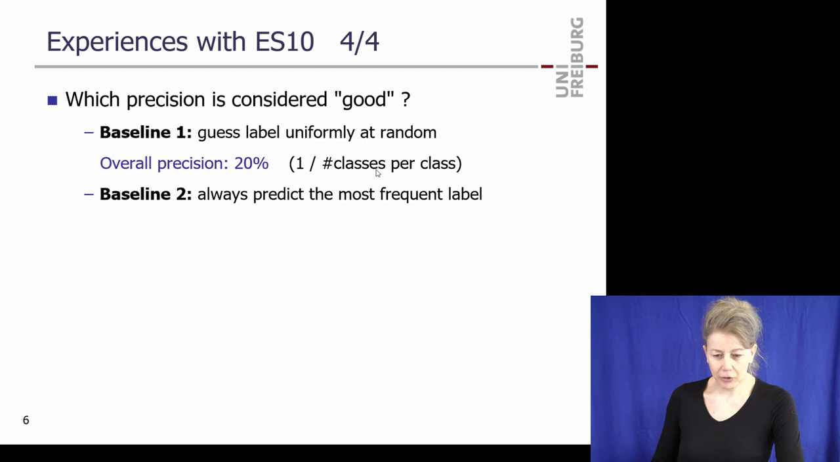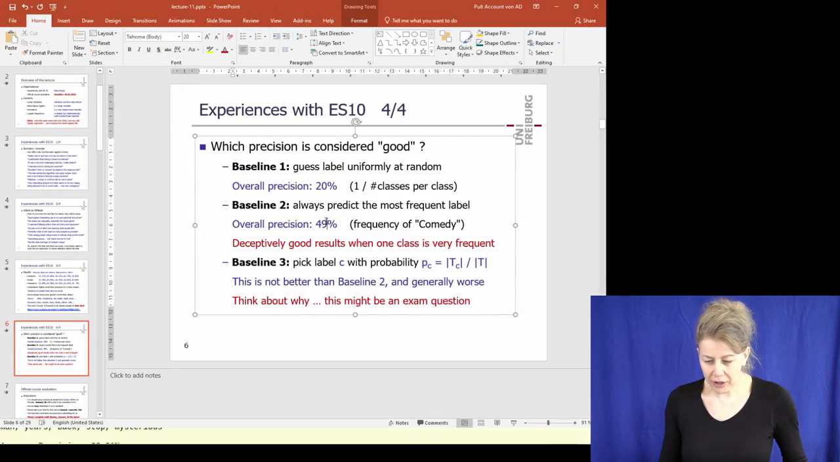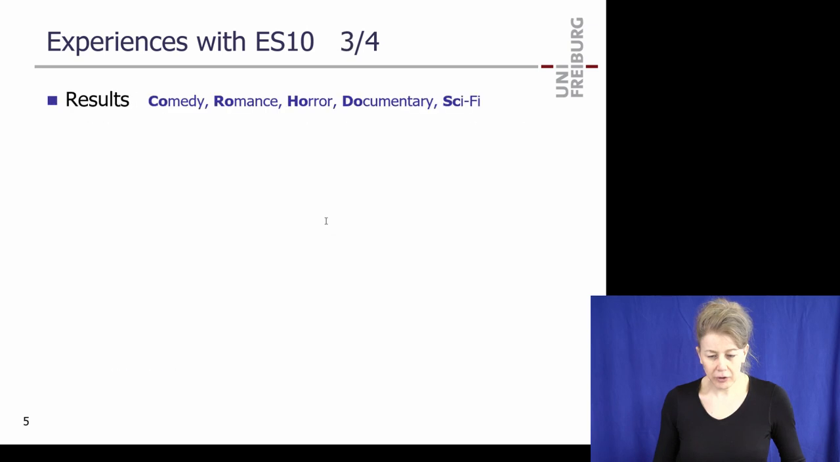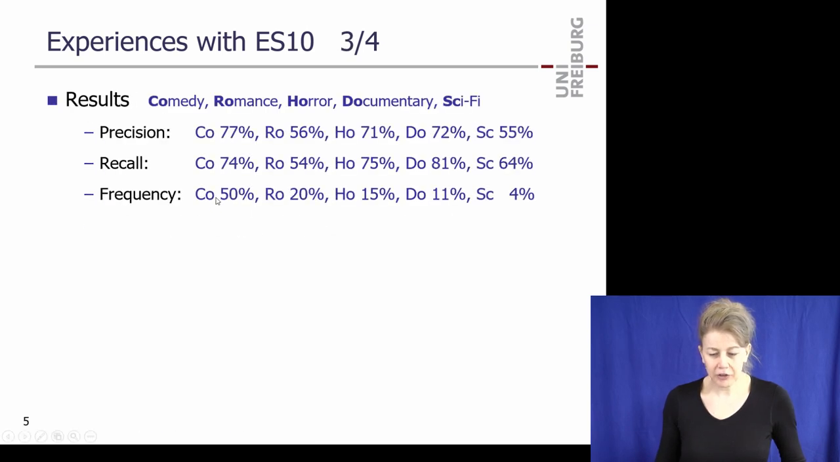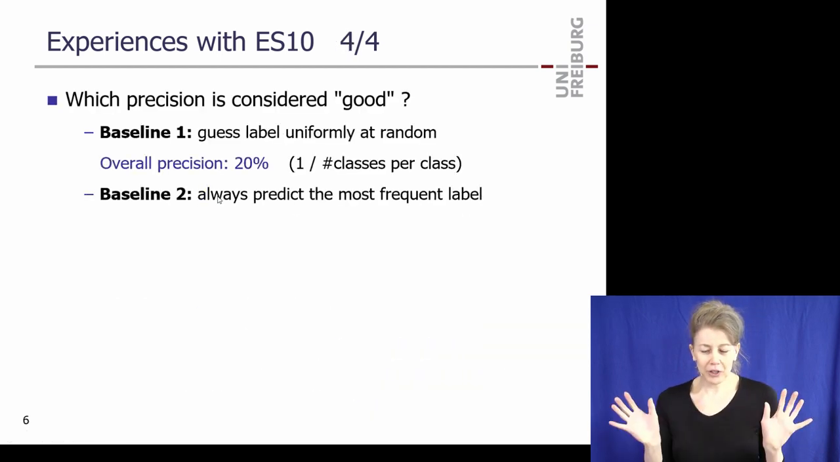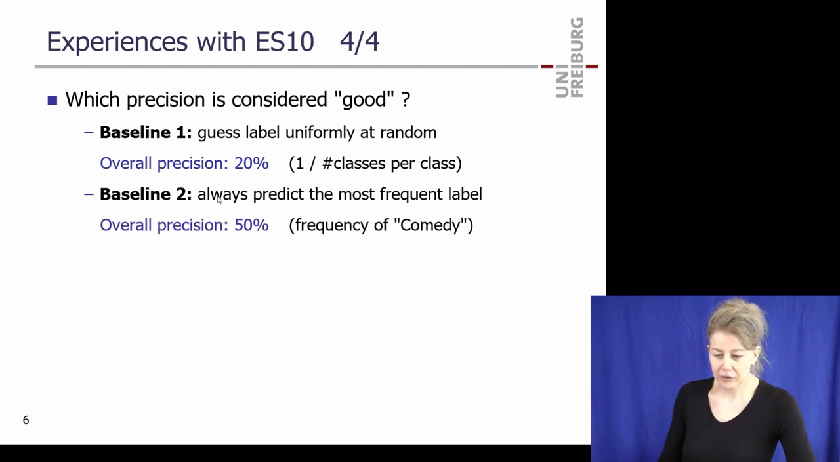And actually, it's easy to do better by just always predicting the most frequent label if you have an uneven distribution. So here, I think it was actually 50% when you round it up. So right here were the frequencies. 50% of the movies were comedy, we did that on purpose, which means when I don't want to do anything special, I just always say comedy and I get a 50% overall precision. Because for 50% of the movies, it will be right.